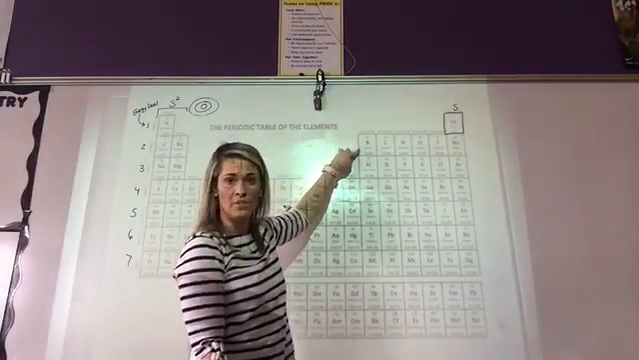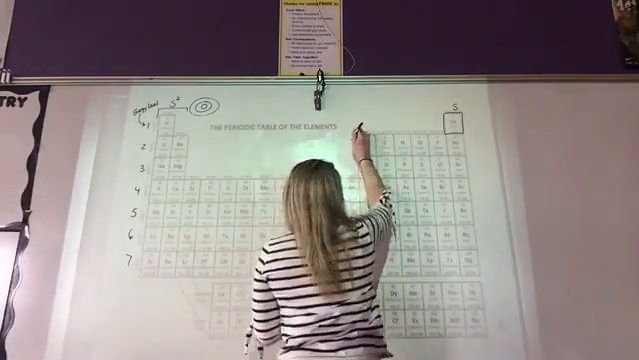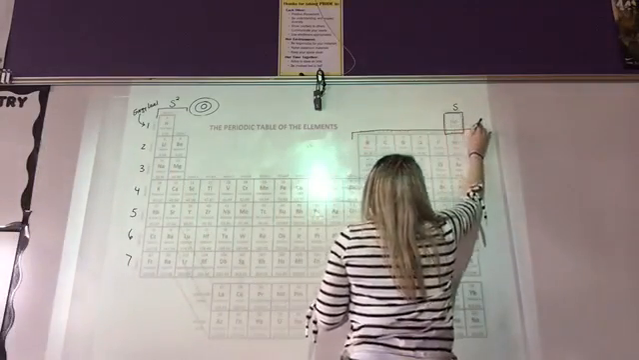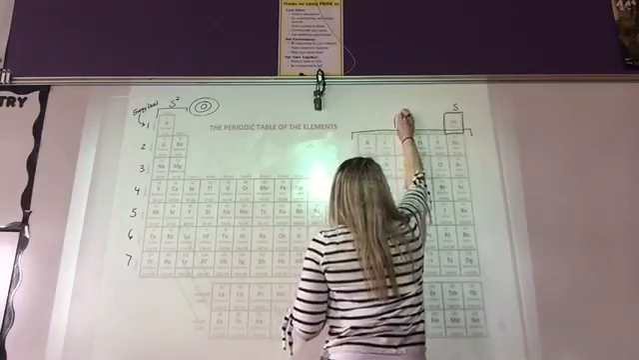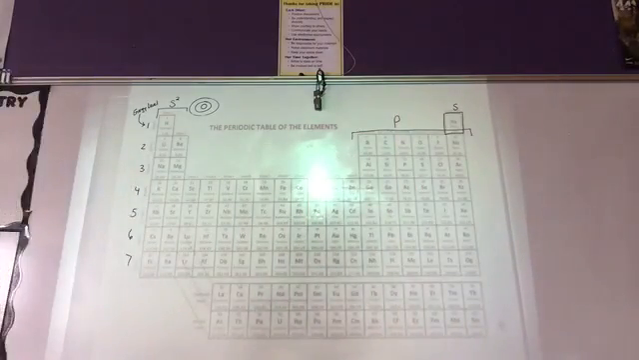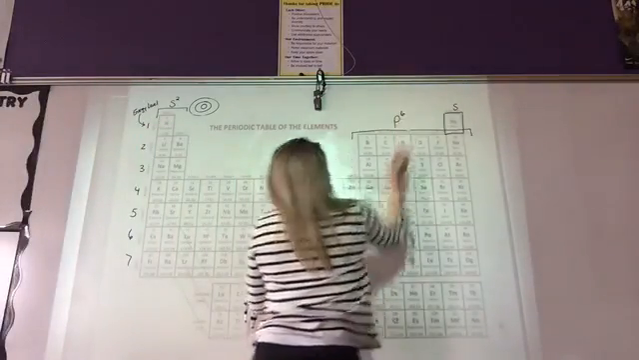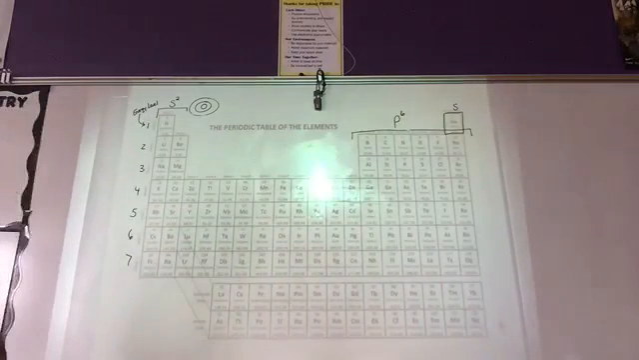Now, we've got to figure out what starts this. So this is now the P subblock. So we're going to go like this. We're going to label this P. Remember, the max number of electrons that can be held in the P subblock is 6. So we're going to put a 6 as a superscript right there.